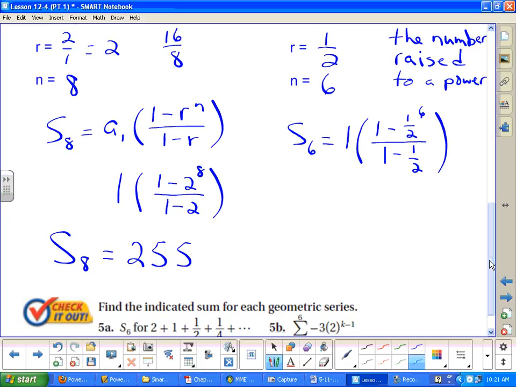So let's see, 1/2 to the 6th power. 2 to the 6th power is 64. Right. So this is 1 minus 1 over 64 divided by 1/2. And so this is 63 over 64 divided by 1/2, right? Okay. So what are we supposed to do when we're dividing fractions? Multiply by the reciprocal. All right. So 63 over 64 times 2 cuts the denominator in half, so we have 63 over 32.